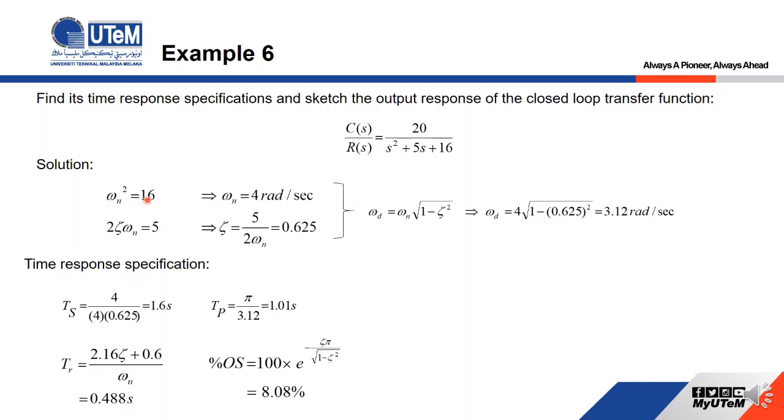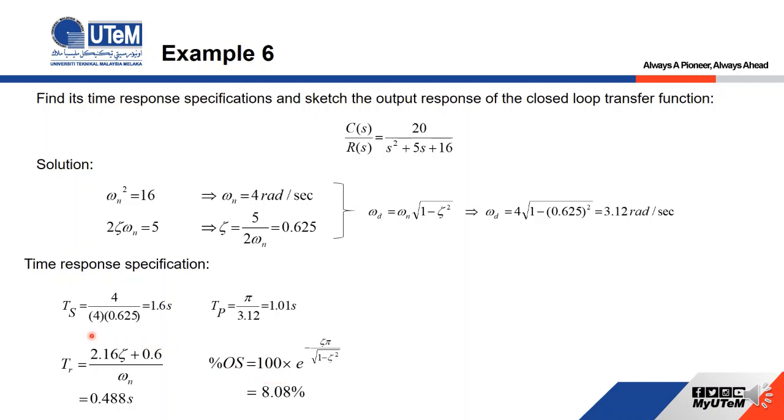Okay, based on this information, we know that the system is an underdamped case. From this value of omega n and zeta, we can also calculate omega d. We just put in this equation where omega d equal to omega n times √(1 minus zeta squared). Putting in both values, we get omega d equal to 3.12 radian per second. Okay, for time response specification, we have to calculate Ts, Tp, Tr, and also percentage of overshoot, because this is an underdamped case. That's why we have to calculate percentage of overshoot.